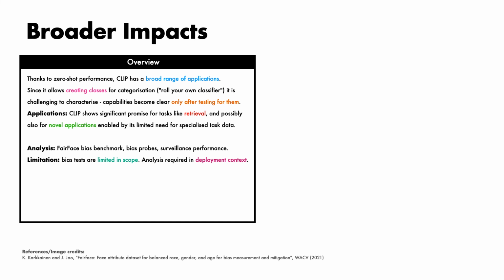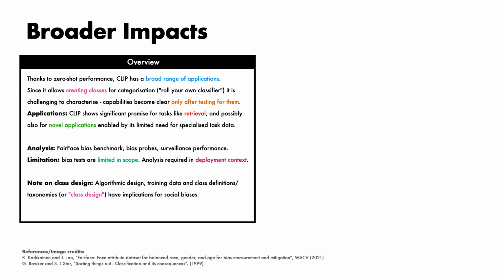of the model. One additional note here is that it has been observed that algorithm design, training data, and class definitions, or taxonomies, or class design, as they term it here, have implications for social biases. This latter aspect of class design is particularly important for CLIP, since anyone can define their own class.